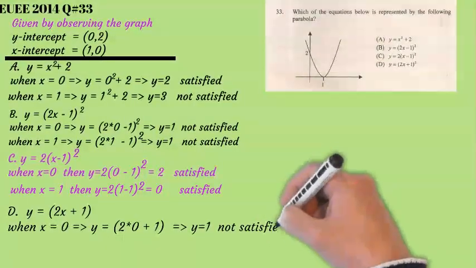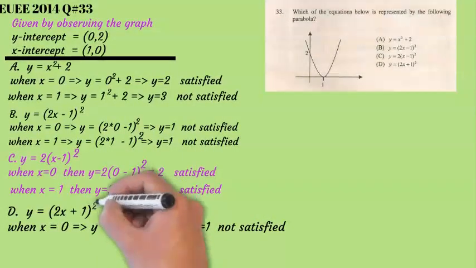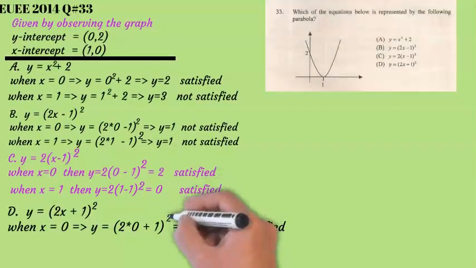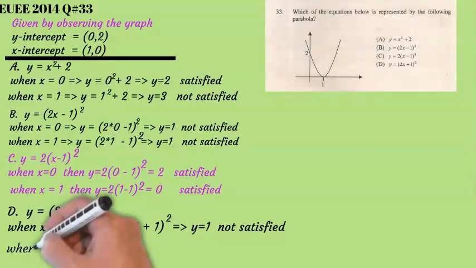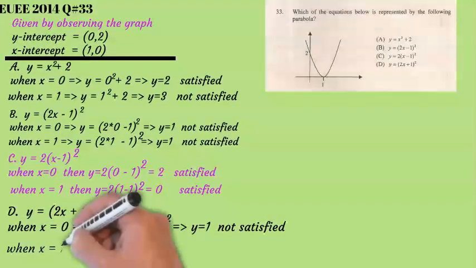Let's check the x also. X-intercept. When x is 1, implies y is equal to 2 times 1 plus 1. So 2 times 1 is 2 plus 1 is 3.